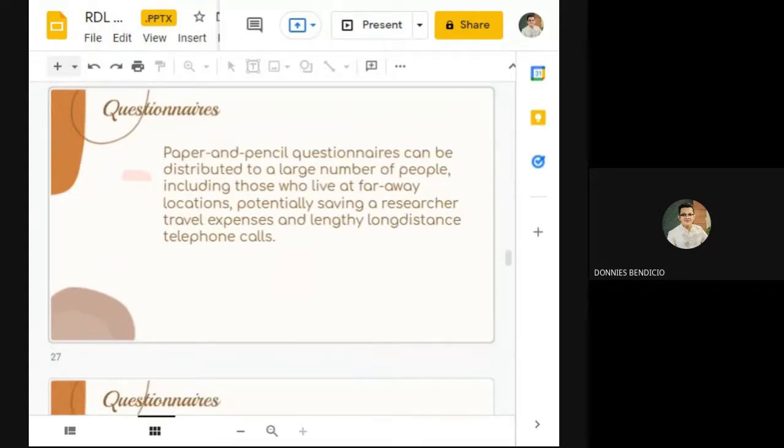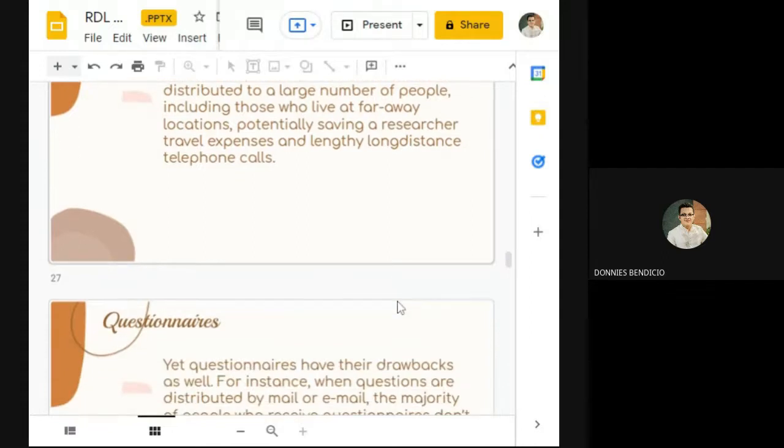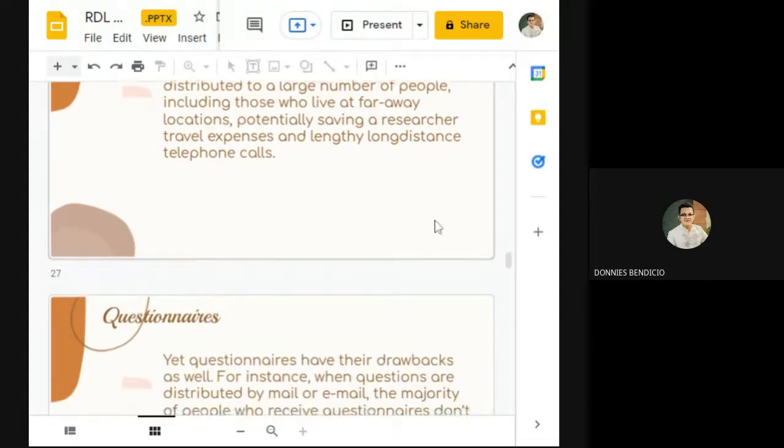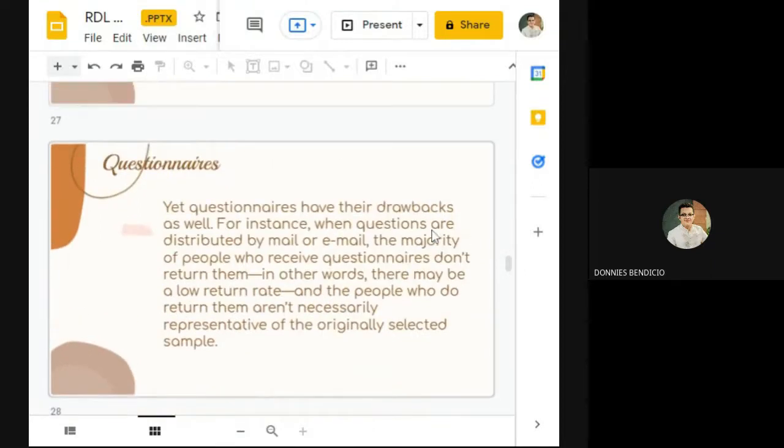Okay. Now, we also have questionnaires. So, we use paper and pencil questionnaire. This can be distributed to a large number of people, including those who live at faraway locations, potentially saving a researcher travel expenses and lengthy long-distance telephone calls. Okay? So meron tayong mga questionnaires online, pwede natin gamitin yung mga technologies na ito for us to disseminate as well as to collect all of these responses that they have. So yet questionnaires have their drawbacks as well. Ano yung mga limitation kapag tayo ay gumagamit ng questionnaire?